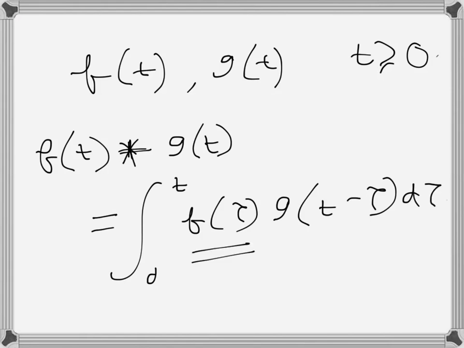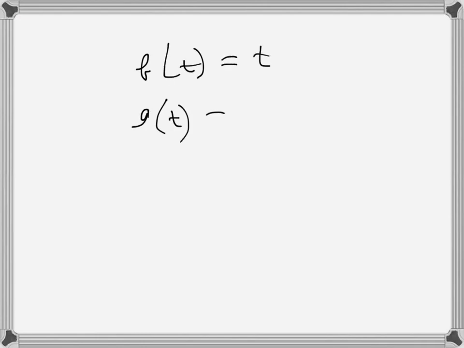So this is the function itself, and for the other one it's negative tau, so it's reversed and then shifted by t, and then the integration. That's what convolution is. So if we say our f(t) is t and g(t) is sine of t, we want to find the convolution of f(t) and g(t).